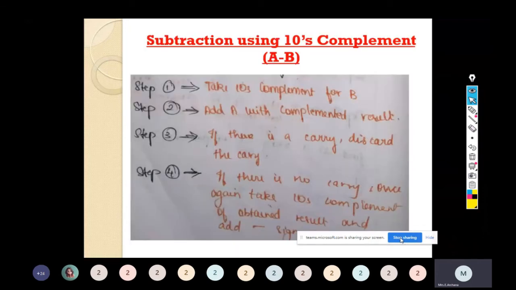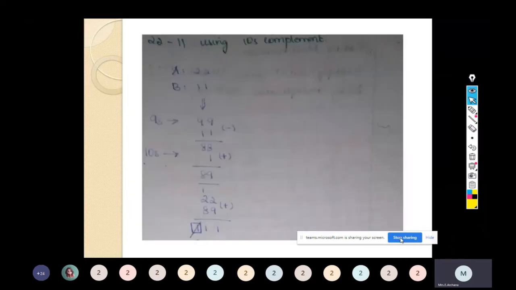Last one, subtraction using 10's complement. Take 10's complement for B, add A with the complemented result. Step 3, if there is a carry, discard the carry. If there is no carry, once again take 10's complement of the obtained result and add a negative sign.